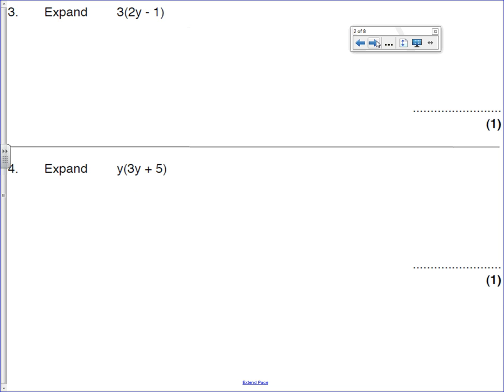Number 3, same idea again, 3 times 2y is 6y, 3 times minus 1 is 3. And the next one, y times 3y, that's 3y squared, because y times 3. You've got to add to that 5 times y, which is 5y.